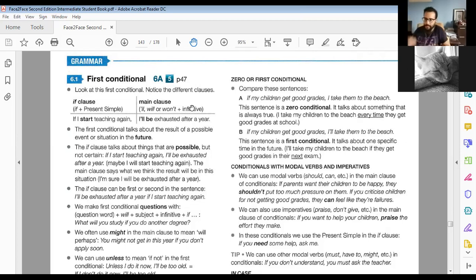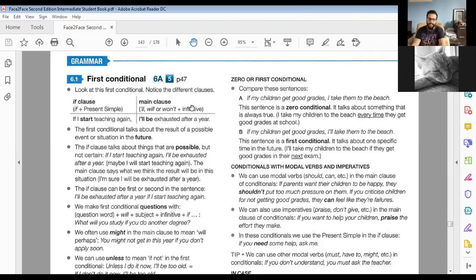I think the best one to use is the first conditional in this sentence. But is there a difference in meaning or not? When you say, if my children get good grades, I take them to the beach. Or, if my children get good grades, I'll take them to the beach. I think it's the same, because if they get good grades, they will go to the beach.